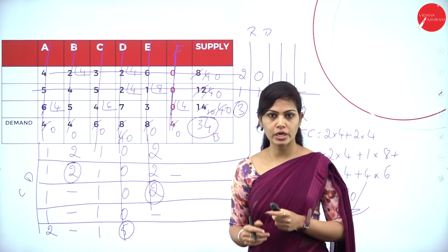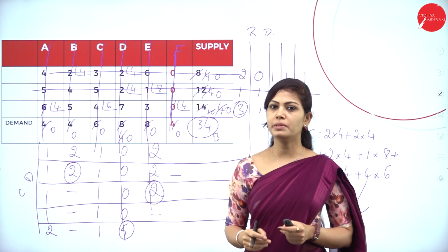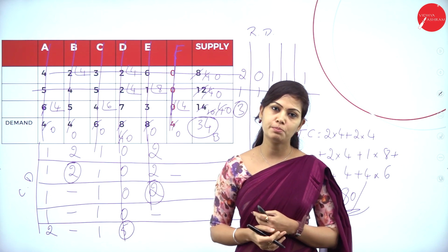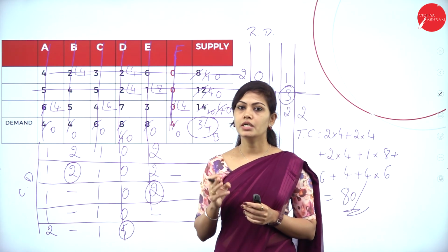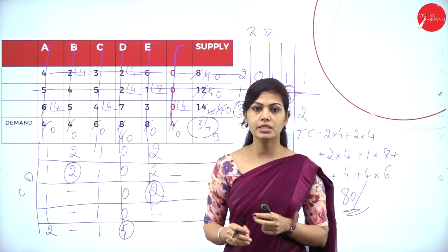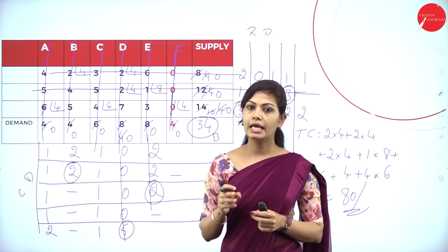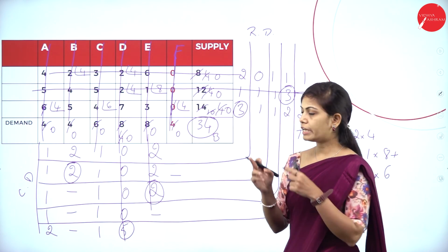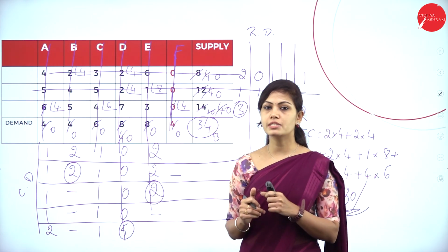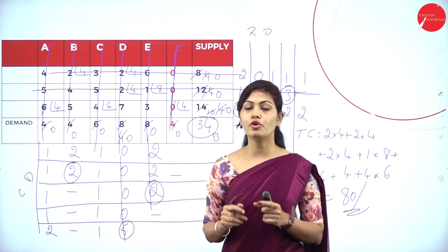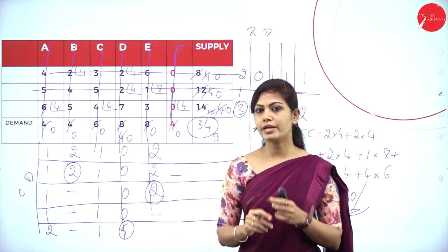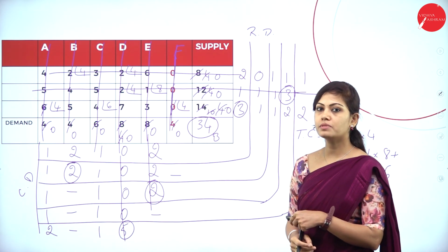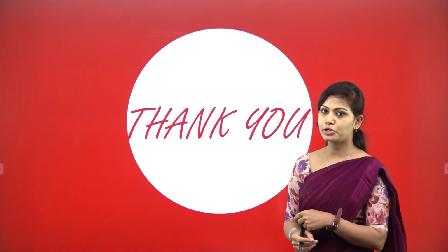It's about your Vogel's approximation method. It is very simple concept, dear students. Easily you can score in transportation problem. So totally you learned 3 main transportation methods, that is northwest corner method, least cost method and Vogel's approximation method. So definitely there will be a problem on this topic. You can expect this question for 7 marks. Easily you can score 7 marks on this topic. So please practice all the problems.